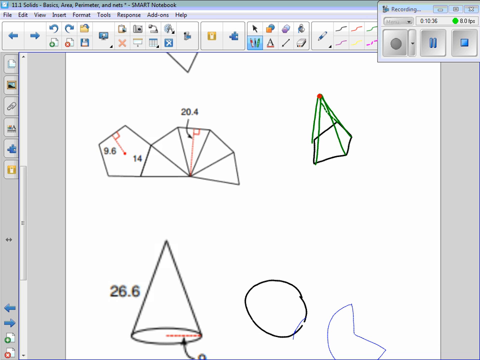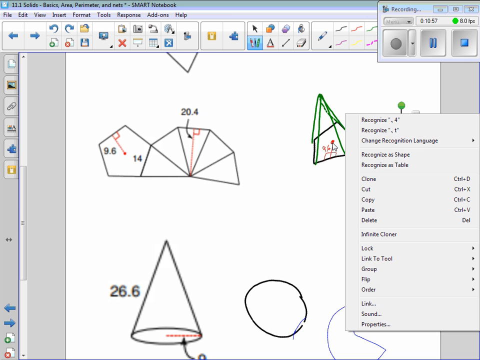So it goes from the peak down to one of the sides. It's perpendicular, and it looks like it's 20.4. Okay, so that would be the height of that triangle. And then the apothem goes from the center of the pentagon to an edge. It's perpendicular, and it's 9.6. So I kind of drew this altitude over here.